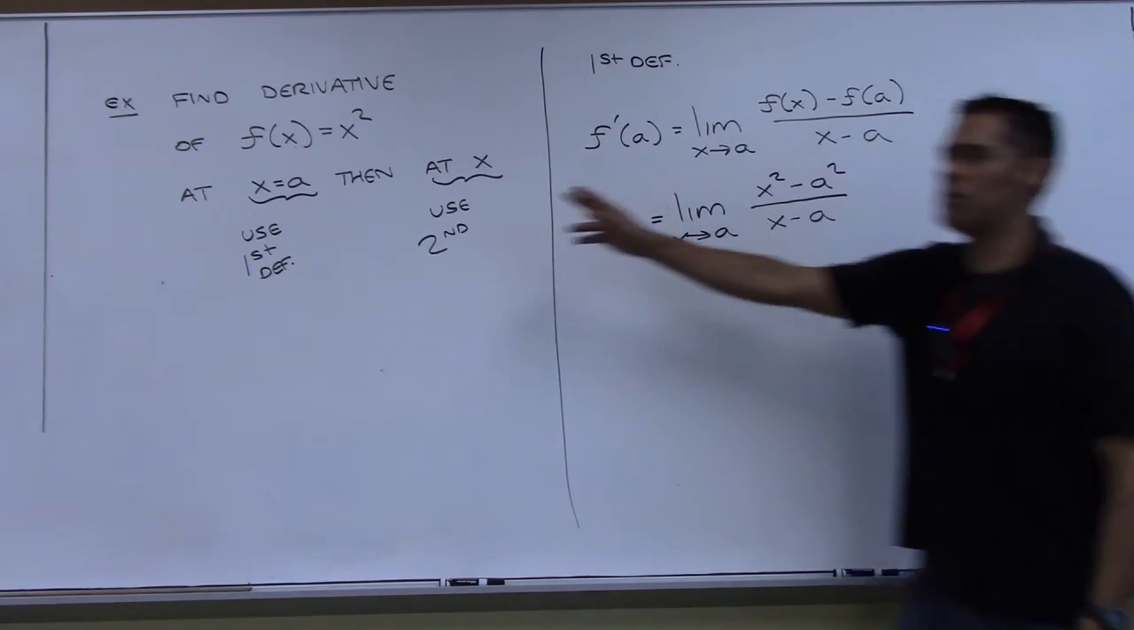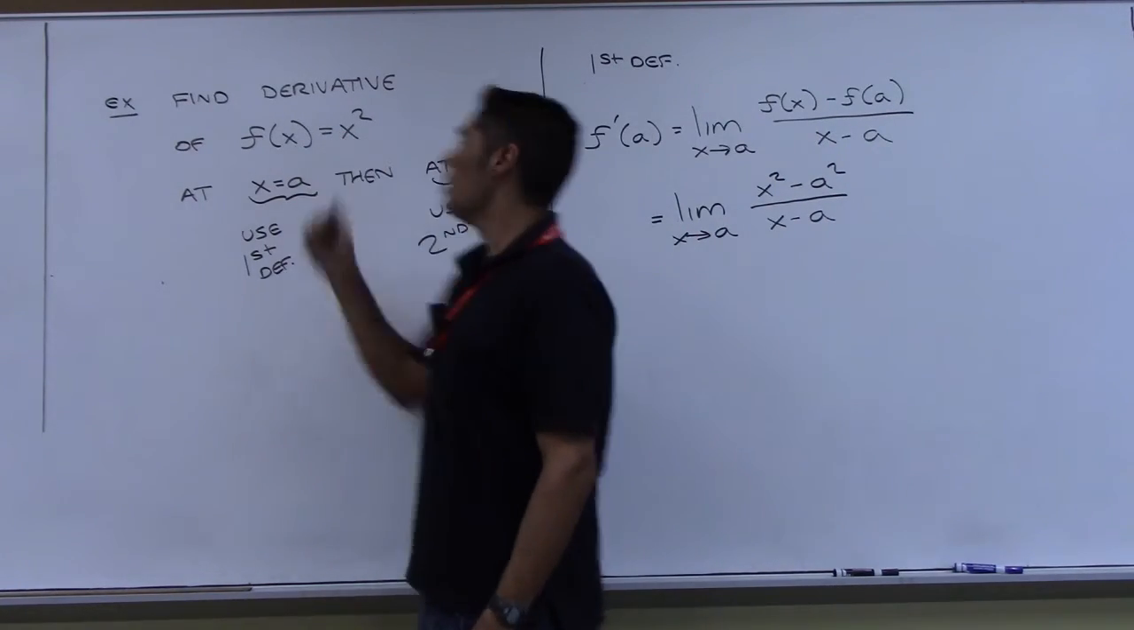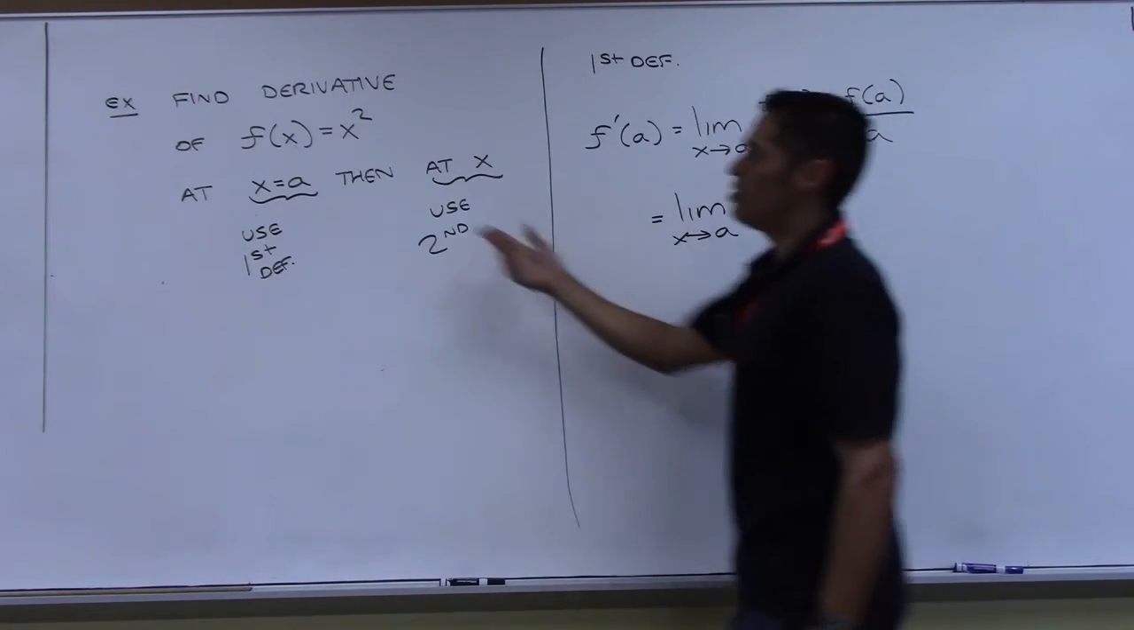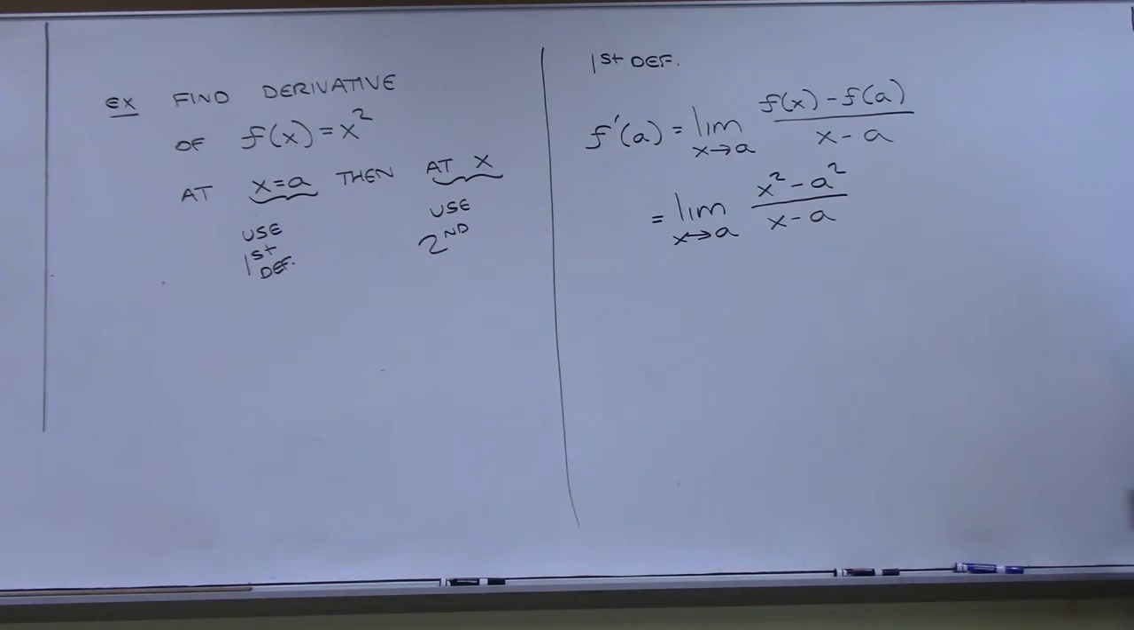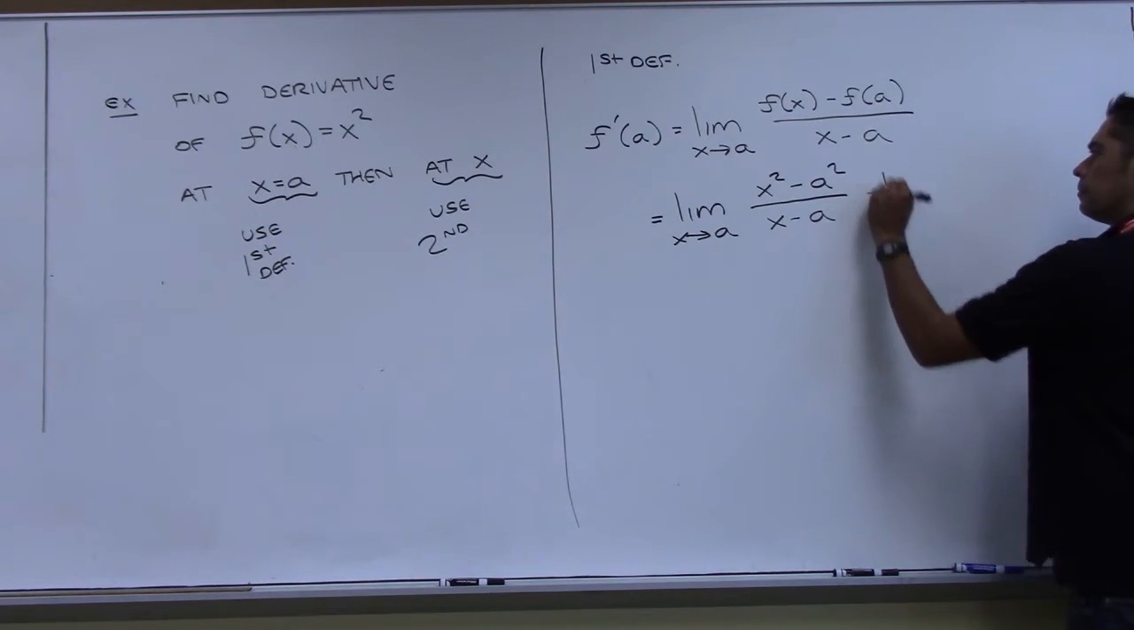What is f of x? I told you f of x is x squared. What is f of a? Well, that's just plugging a into this, a squared. So you get x squared minus a squared over x minus a. How are you going to handle that? Difference of squares? That's one.